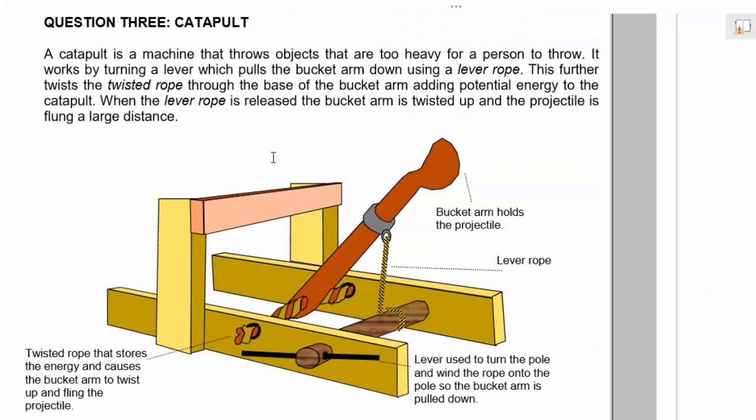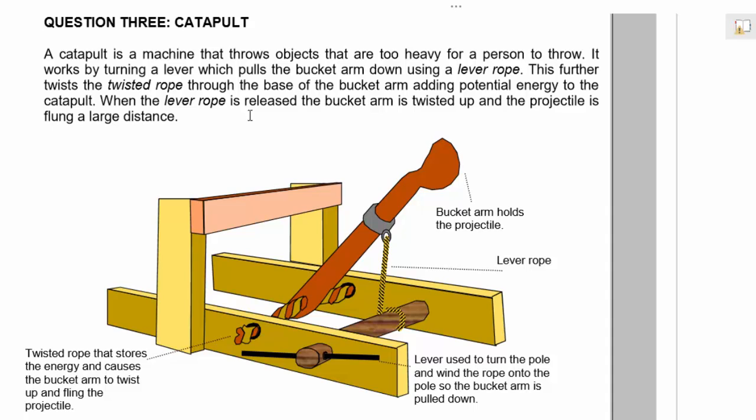A catapult, or a trebuchet, is a machine that throws objects that are too heavy for a person to throw. It works by turning a lever, so this lever over here, which pulls the bucket arm down as the rope goes around it, using a lever rope. This further twists the rope through the base. Okay, so it twists this, you can essentially think of it as a spring through the base of the bucket arm, adding potential energy, so elastic potential energy to the catapult.